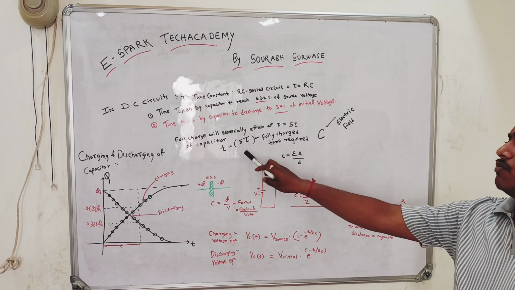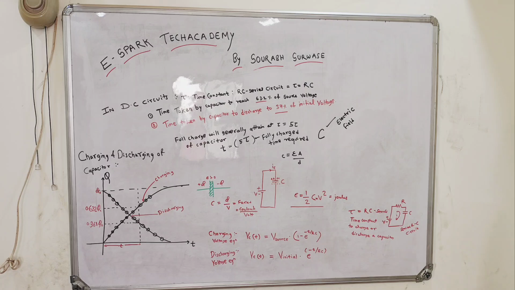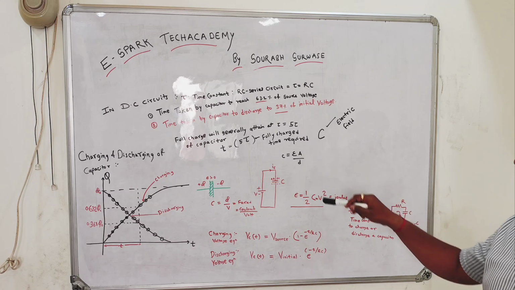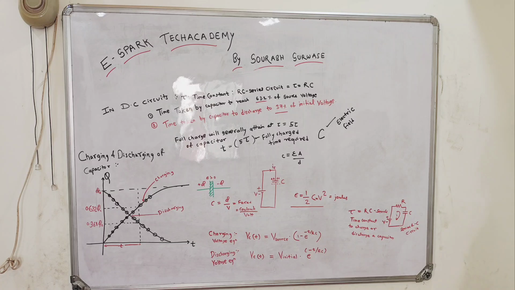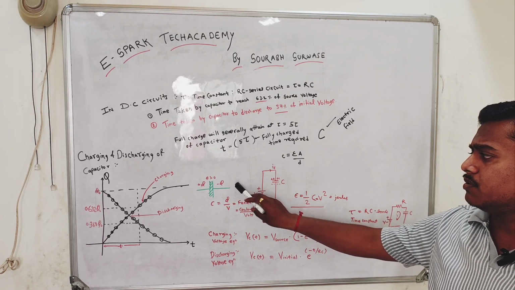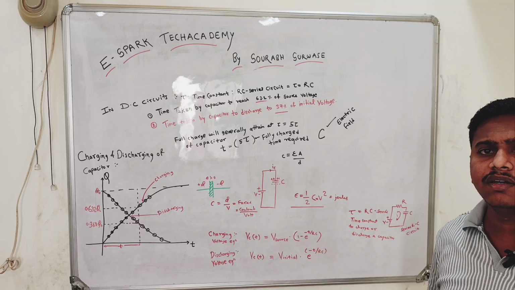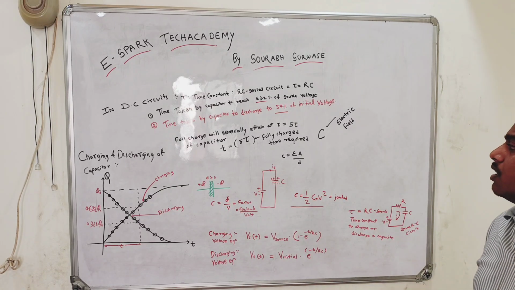And when the capacitor is fully charged, we derived it by 5 into tau. Tau is nothing but R into C for a series RC circuit. Accordingly we have calculated that, and yesterday we explained the parallel plate capacitor. In the previous lecture we have gone through the parallel plate capacitor.